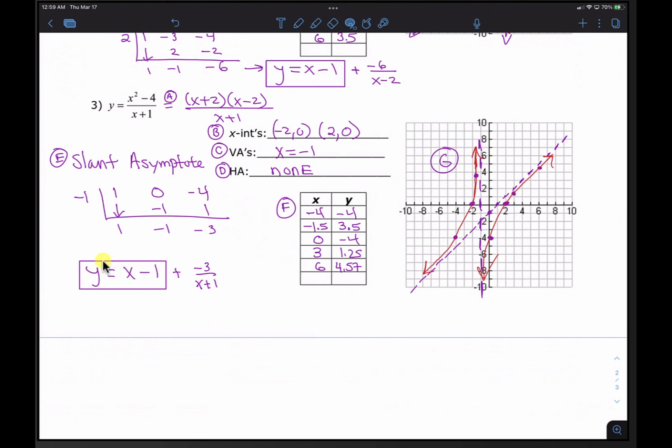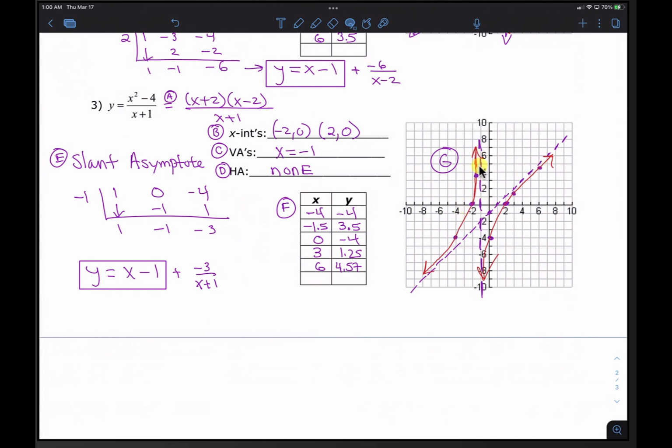Remember the slant asymptote, which is y equals x minus 1. This is that slanted line drawn there. It has the y-intercept at negative 1, and the slope is positive 1. All right, then these are your additional points from the table. Negative 4 is here. Negative 1.5 comma 3.5 is this point here. 0 comma negative 4 is this point. 3 comma 1.25 is this point. And 6 comma 4.57 is this point.